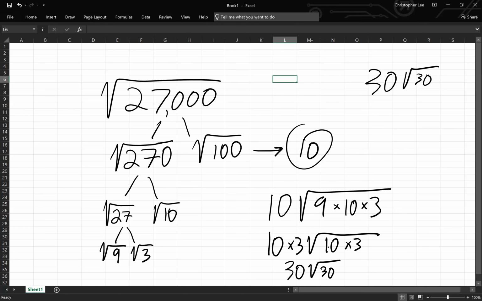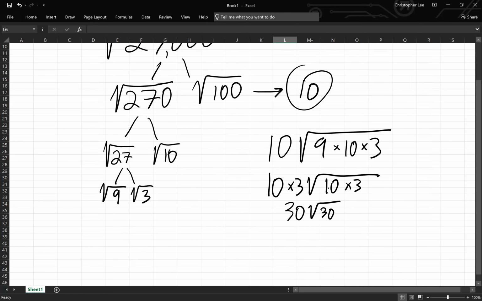Any other questions? Is there a way to check if you're right? Yeah, when you submit, it tells you if you're right. No, I mean math-wise, how do you check that you got the right answer? You want to verify that 30 square root 30 is equal to that? Just use a calculator. There's going to be a decimal, and the two decimals will be the same.